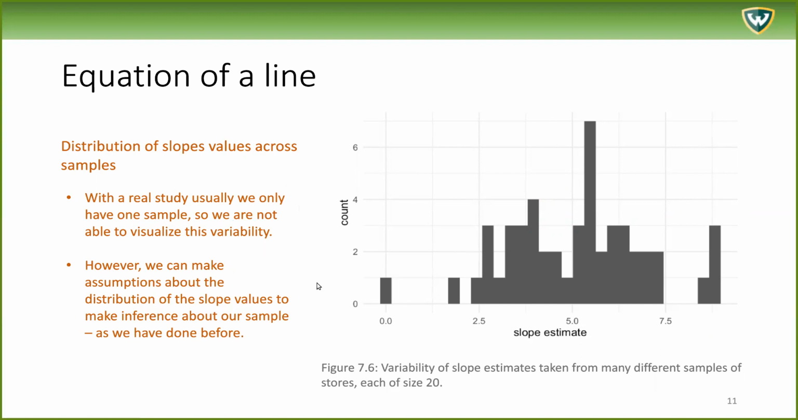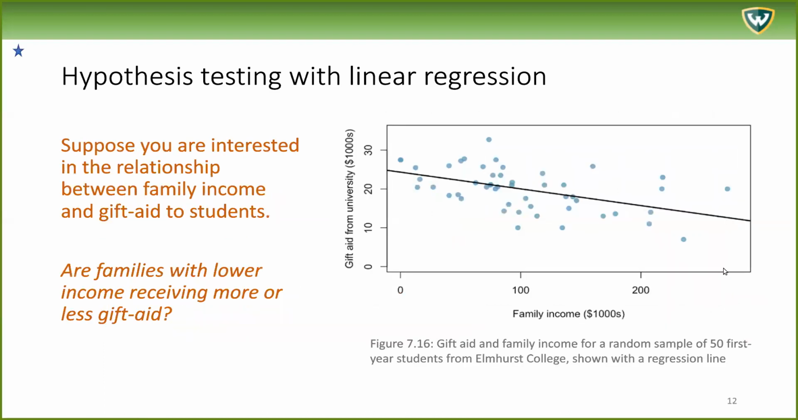However, we can make assumptions about the distribution of the slope values to make inference about our sample, as we have done before. So because we are assuming that the sample variability is going to follow this normal distribution, we can make those assumptions about the variability of the slope. And we're going to go back to the same idea we have seen before about sample variability and the normal distribution and the assumptions we can make when testing for a particular value. So next, we're going to talk about hypothesis testing with linear regression.